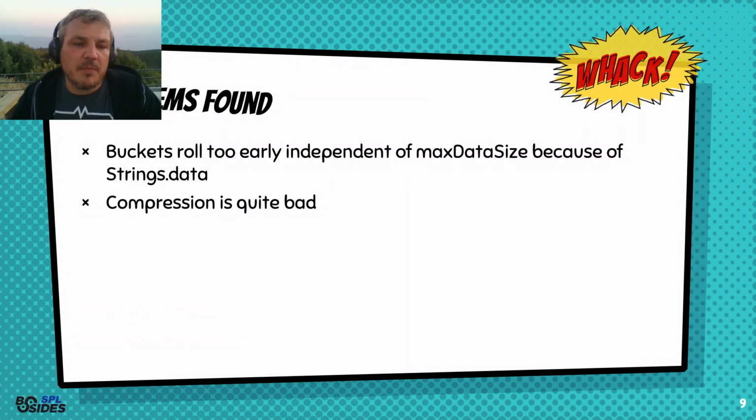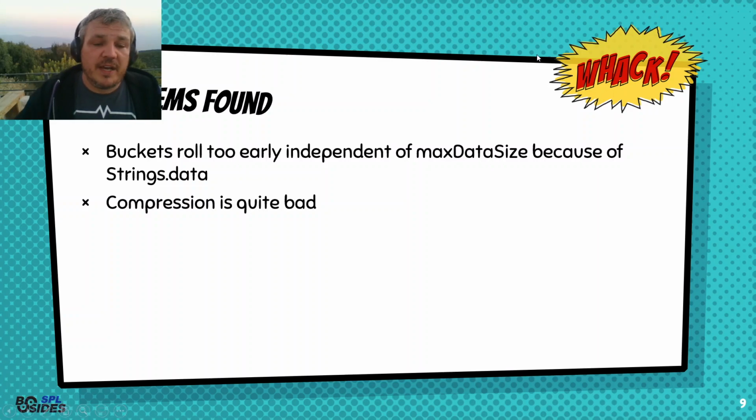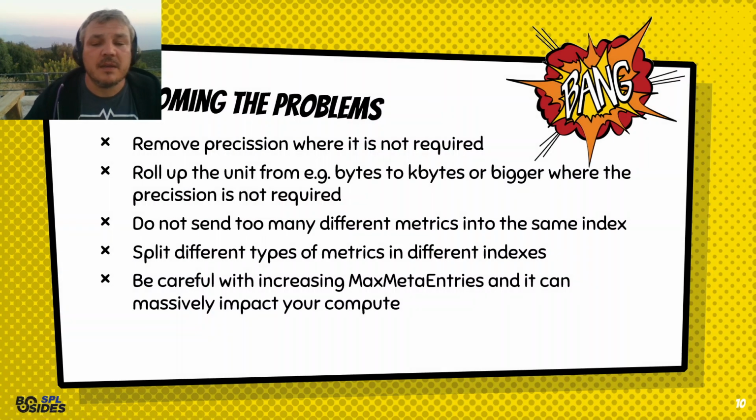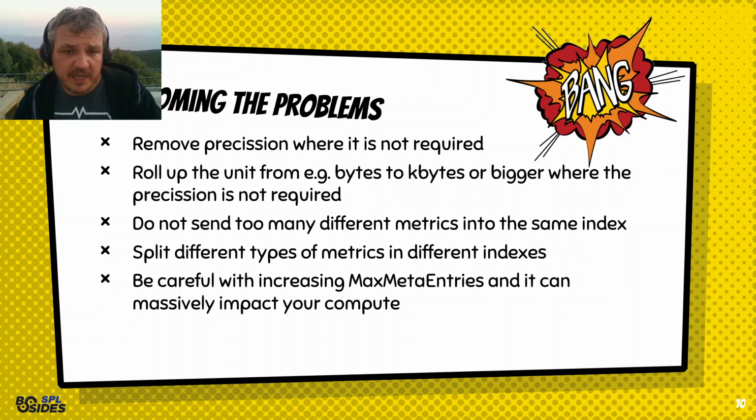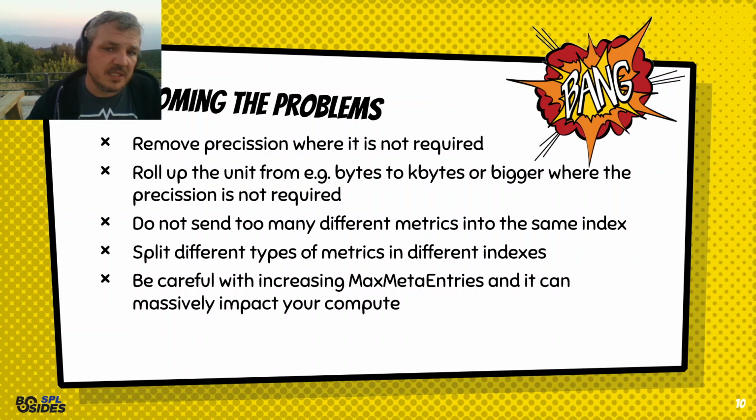Just listing here the problems that I found. As said earlier, the buckets roll too early, independent of max data size because of strings data, and the compression is quite bad. So how do we overcome those problems? First, we need to understand how we can find out about compression. I will explain that in a second. That's as well available in Johannes's and my talk from .conf about normal indexes, right? So there's REST API and dbinspect that you can use for that purpose.